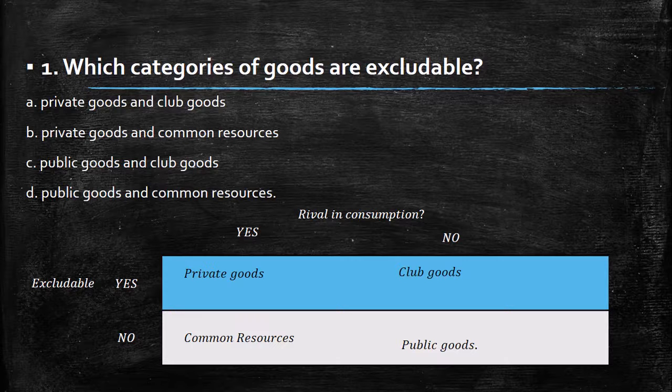So at the end, having these ideas clear, we ask which goods are excludable. The excludable ones are private goods and club goods. So we will find here private goods and club goods. So the answer is A.